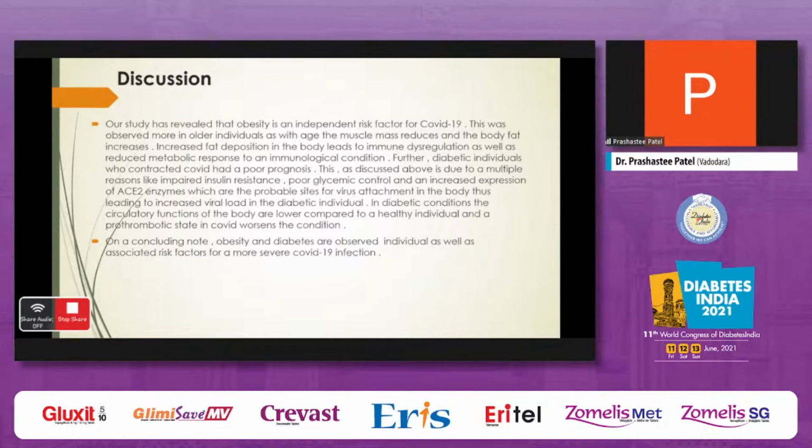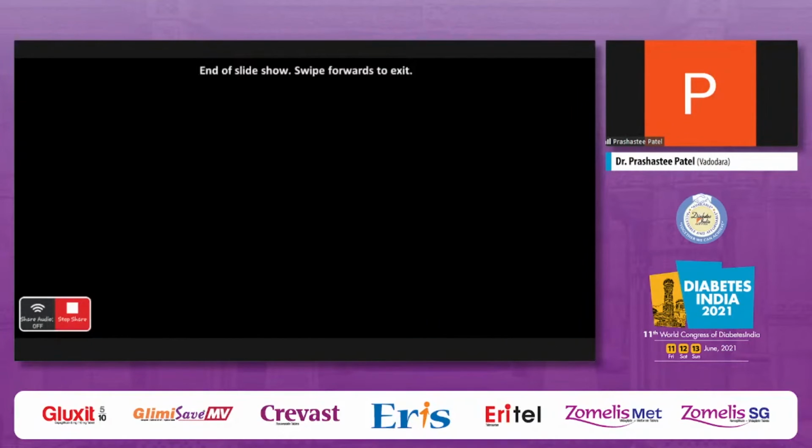This, as discussed above, is due to multiple reasons like impaired insulin resistance, poor glycemic control, and an increased expression of ACE2 enzymes, which are the probable sites for virus attachment in the body, thus leading to increased viral load in the diabetic individuals. In diabetic conditions, the circulatory function of the body is lower compared to healthy individuals, and a prothrombotic state in COVID worsens the condition. On a concluding note, obesity and diabetes are observed as individual as well as associated risk factors for a more severe COVID-19 infection.